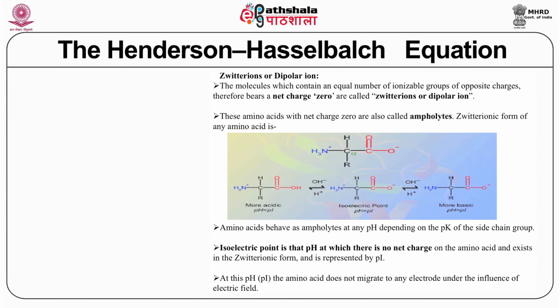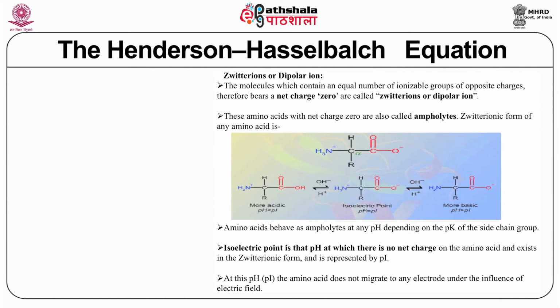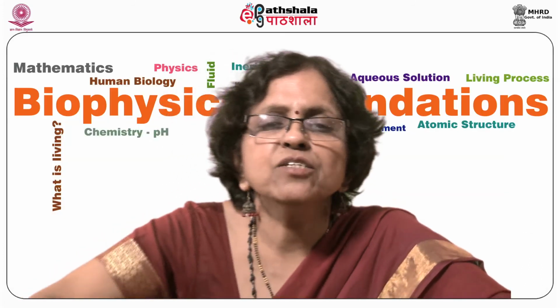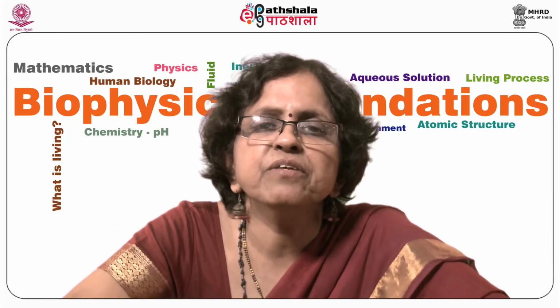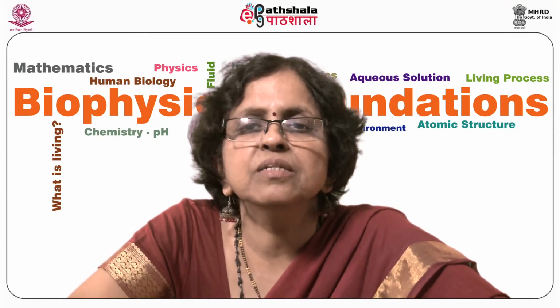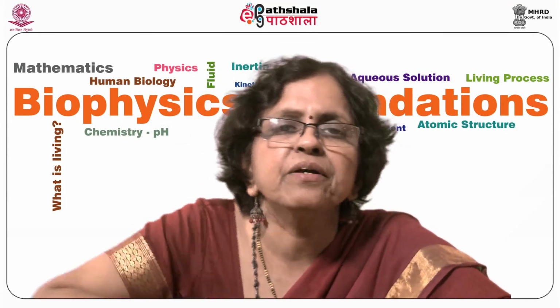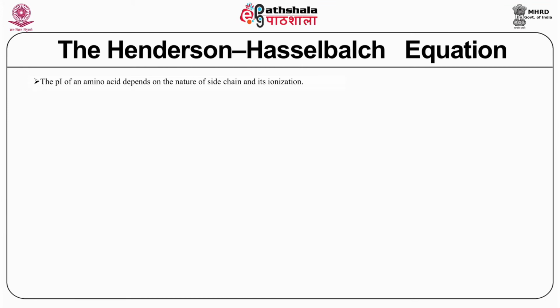At pI is that pH at which the net charge is 0. For example, in glycine, positive and negative both are there, but the net charge is 0. So the isoelectric point is that pH at which there is no net charge on the amino acid and therefore it does not move in an electric field. So the pI of an amino acid has been explained.